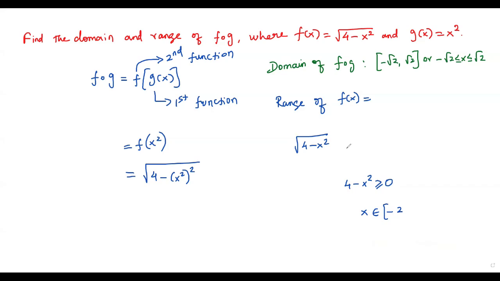So the range of f of x is going to be 0 to 2. Now let's discuss the range of the composite function. The range of a composite function can be the same as the range of the second function, in this case this interval. Otherwise, the range of the composite function must lie inside the range of the second function. That is, the range of the composite function has to be a subset of this interval.